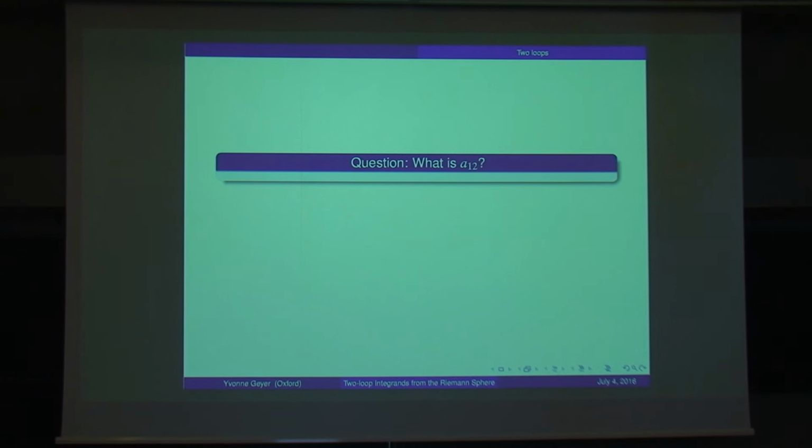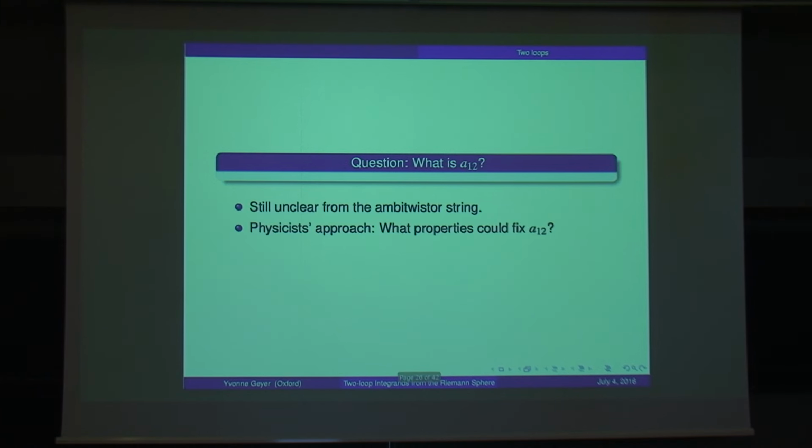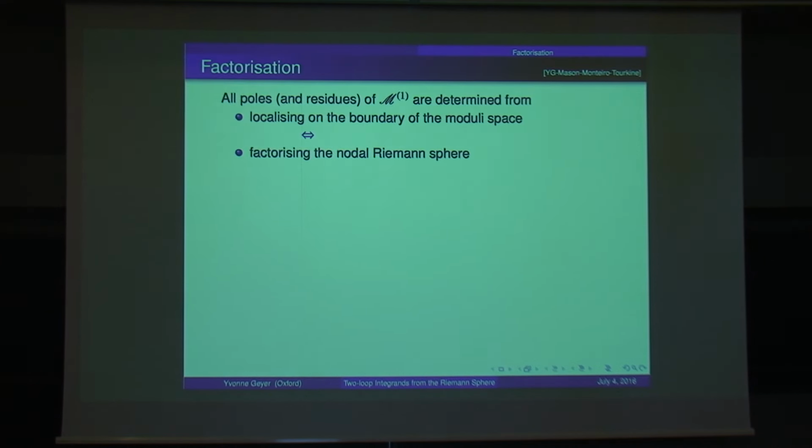Obviously, the crucial question now is how do we fix this constant? Which is still unclear actually from the ambitwistor string, so there's a lot more work to be done there. If you want to have my guess, there are modular invariance properties. If you make those manifest, that should uniquely fix that, but that is definitely still work in progress. What you can do instead is just take a physicist's approach and say, okay, what properties do we need to fix this? And obviously, the answer is factorization.